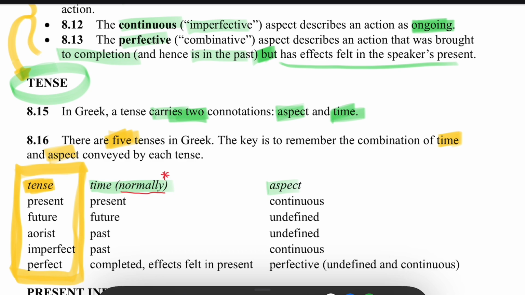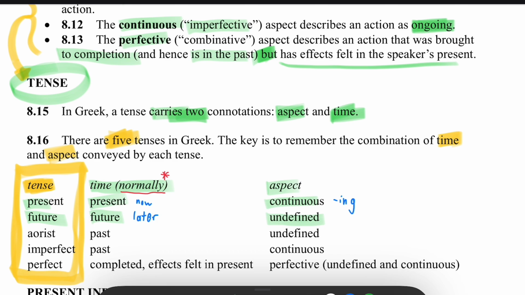So in the present tense, we're talking present time. It happens now. And the aspect is continuous. You could kind of have that "ing" idea. It's happening. And then we have future. Future is something that is later, and it is undefined. It's not commenting. It's not giving us information on whether or not this is something that's done, or whether this is something that will be completed, finished, or something that will be ongoing.